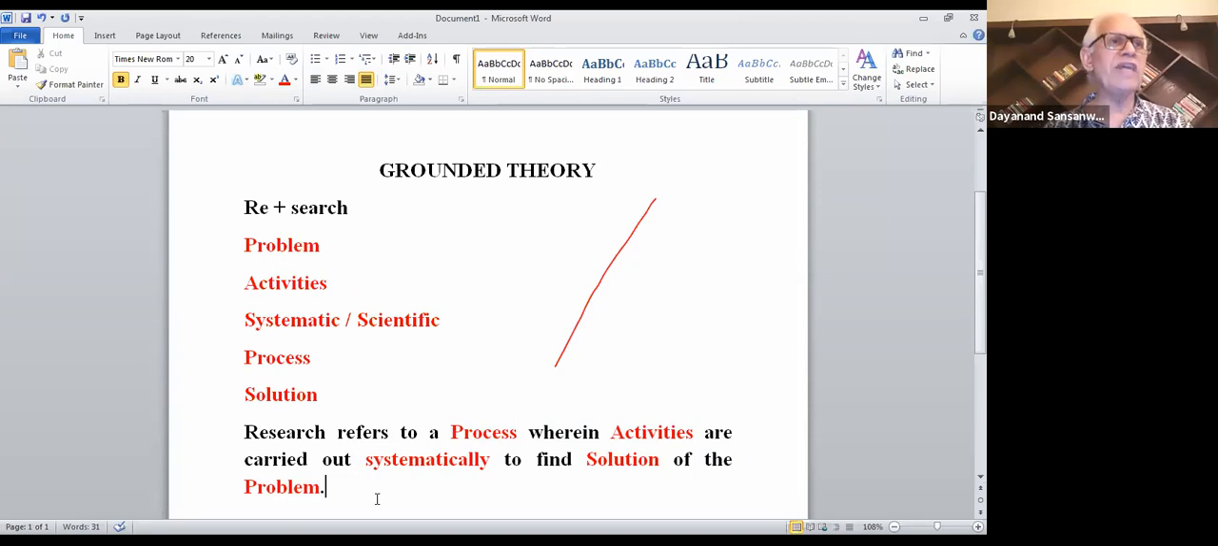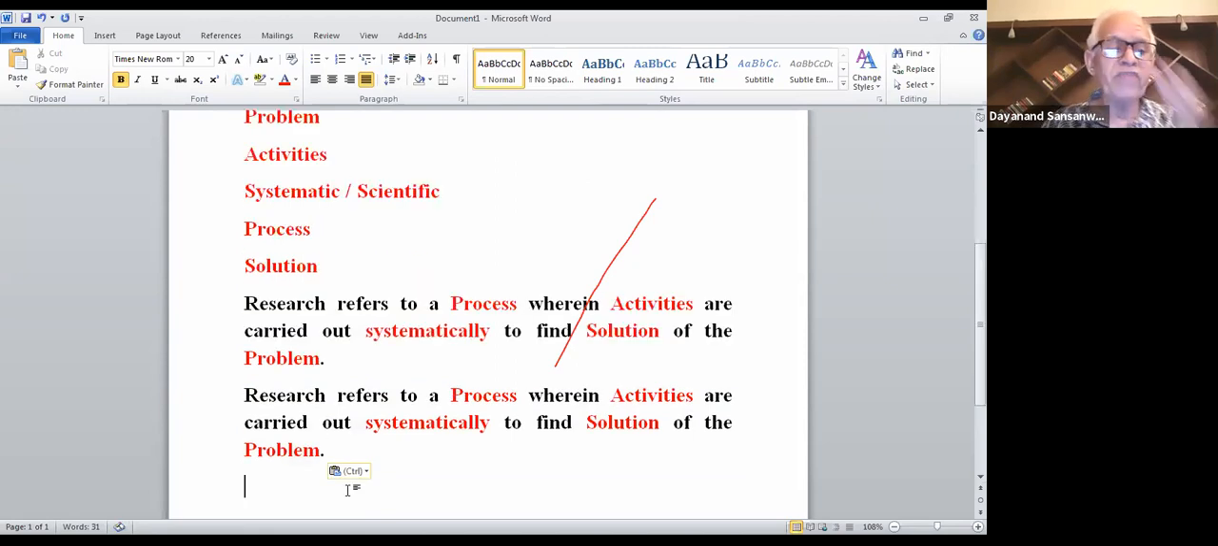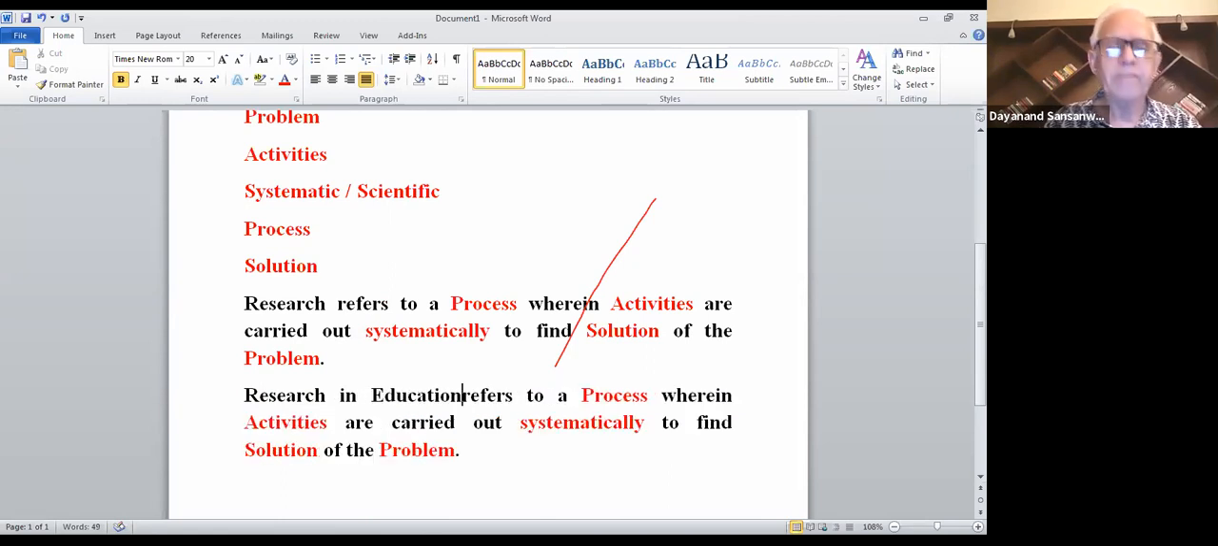Now, this is the general definition. If you want to convert this definition to fit into any other subject, let me modify it and tell you how. If I say research in education refers to the process wherein activities are carried out systematically to find a solution of the problem related to some aspect of education.